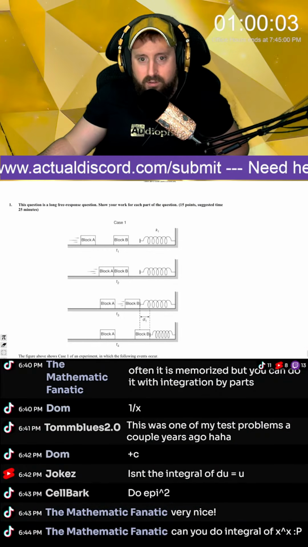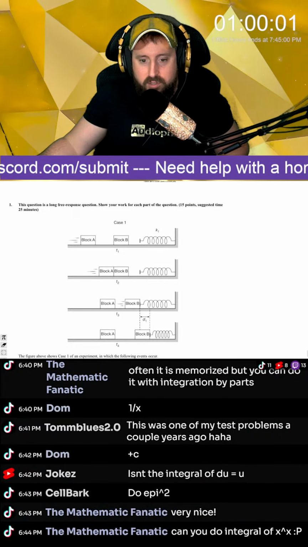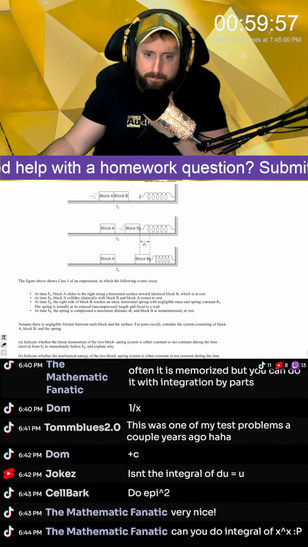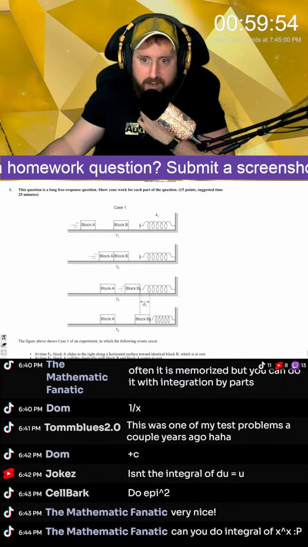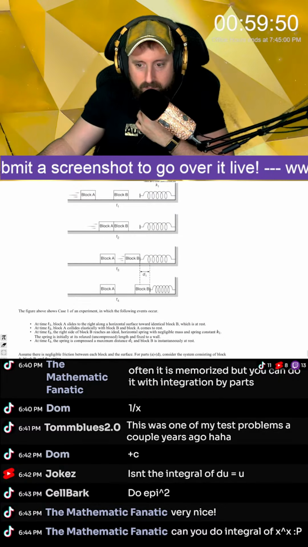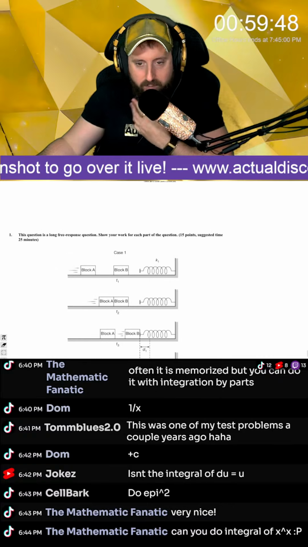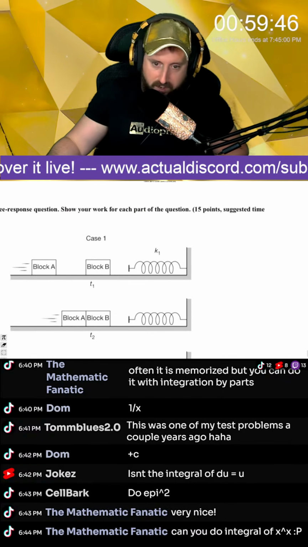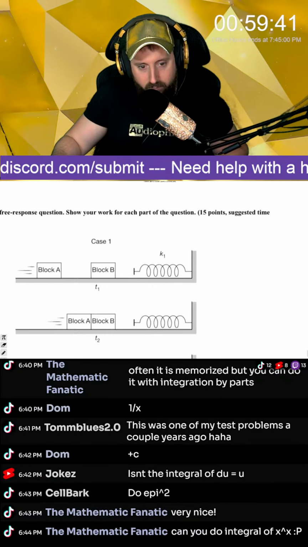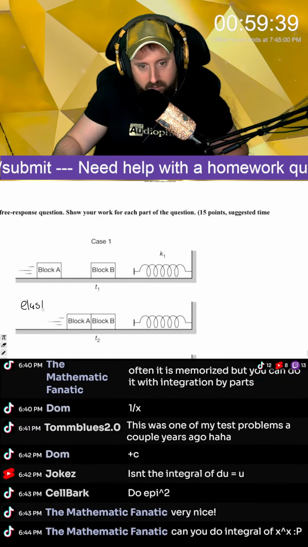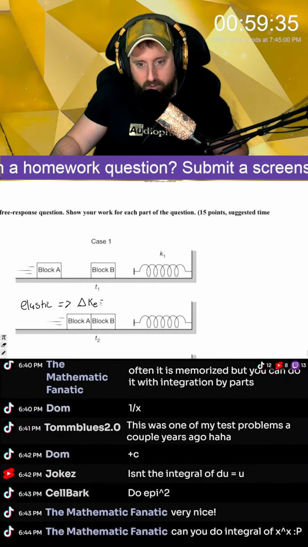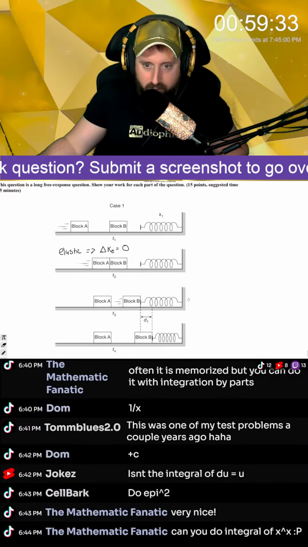All right, this question is free response. Show your work. Suggested time 25 minutes. We'll see if we can do it faster. Okay, so block A is sliding. I guess block B is stationary. At time t2, it collides with it. So key thing here is this is elastic. Elastic tells me that the change in kinetic energy will be equal to 0. If something's elastic, there's no loss in kinetic energy.